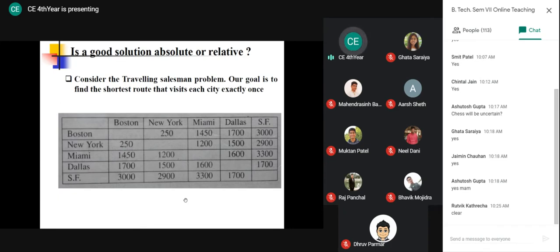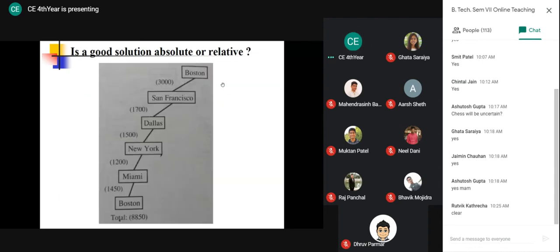Consider the traveling salesman problem. Now, all of you know what our goal is. Our goal is to find the shortest route that visits each city exactly once. Here, this figure is given. Suppose the cities to be visited and the distances between them are given in this figure. Let's say one place the salesman could start is Boston, right? In that case, one path that might be followed is shown in the figure.